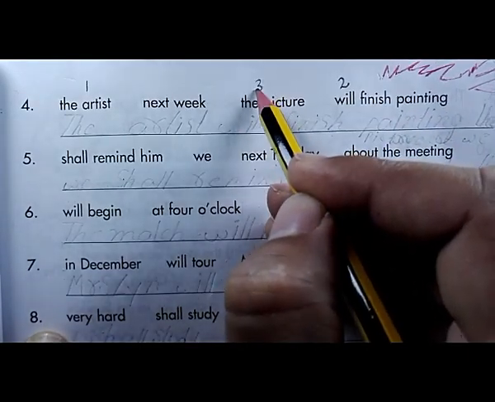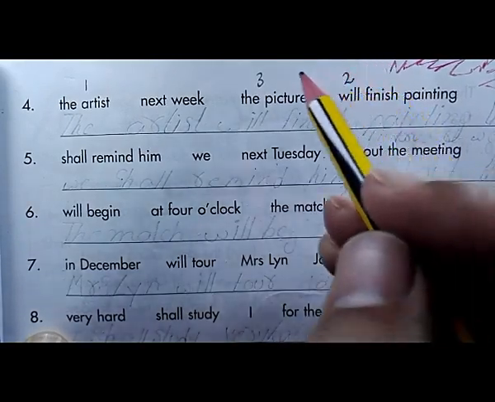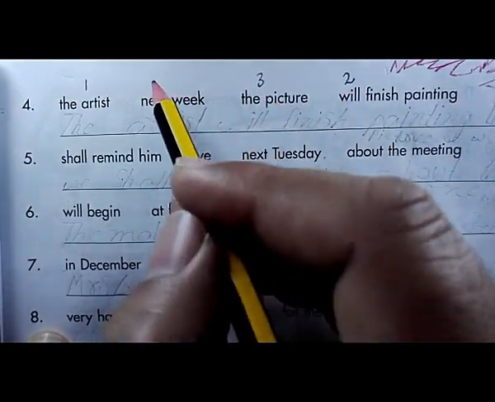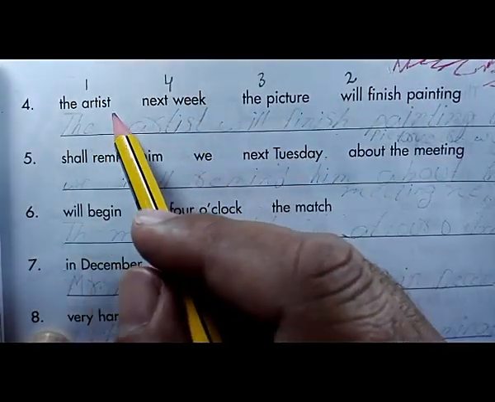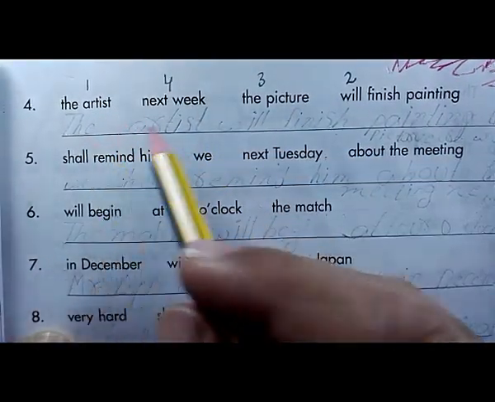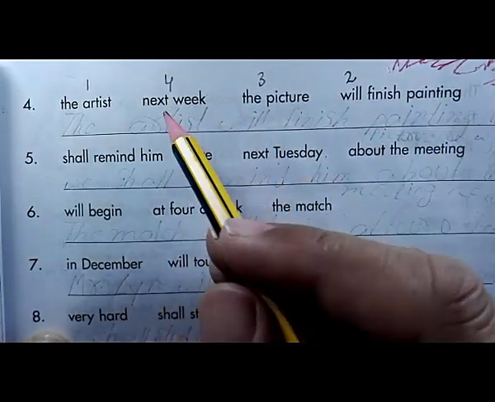This is subject, verb, and then object. And next week, in this arrangement you will write here: the artist will finish painting the picture next week.